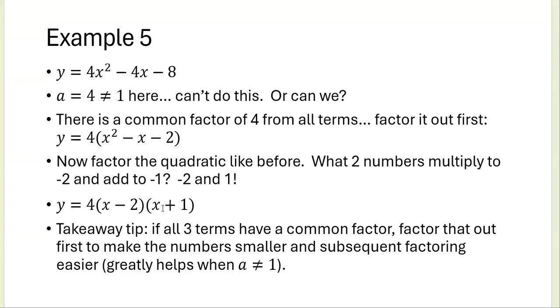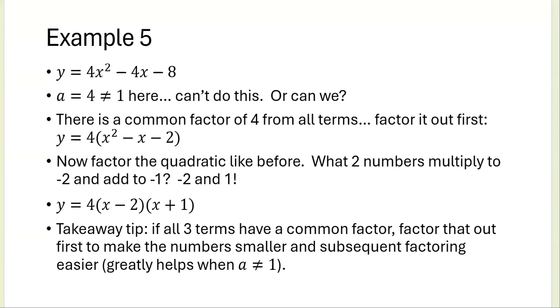Okay, so once again, takeaway tip is if there's a common factor between all three terms, factor it out first so that you can make the numbers smaller. Okay, and then the subsequent factoring will be easier because the numbers are smaller. Okay, and this greatly helps when a is not equal to 1, like in this case. This is not even that big, but sometimes when you factor it out, you'll still have a term out in front that's not 1. We'll see that in part 3, okay?